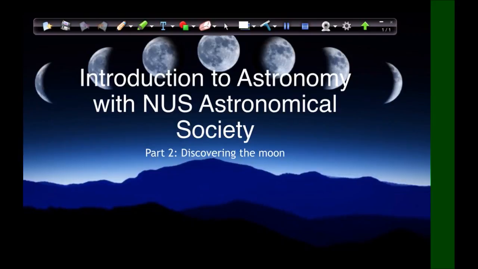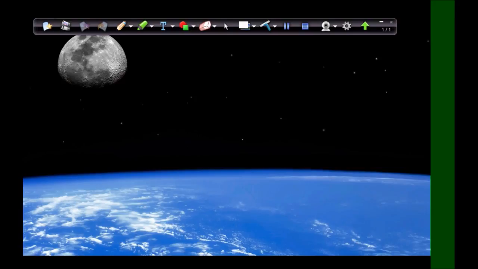Continuing with our series of basic astronomy, we'll be learning more about the moon today. Let us firstly talk about Earth's moon. The moon is Earth's only natural satellite. A natural satellite is a celestial body that orbits around another body just like a planet.